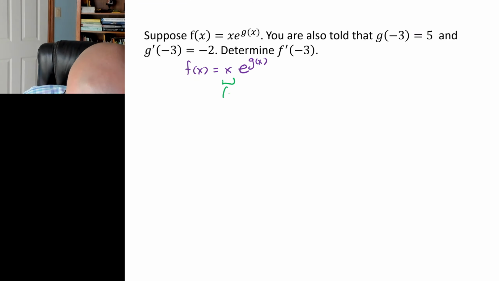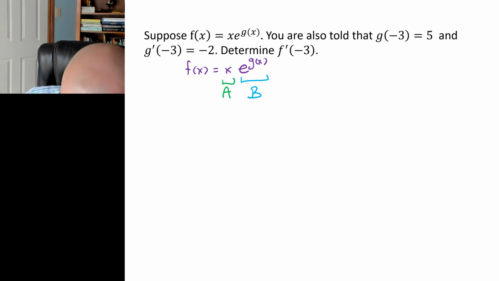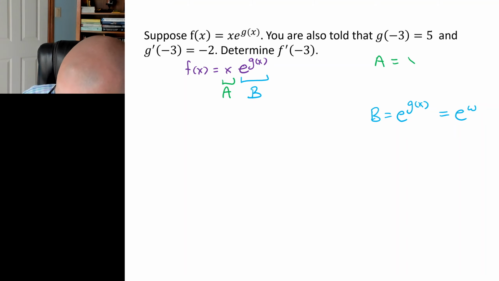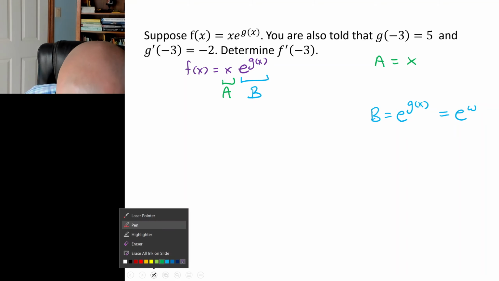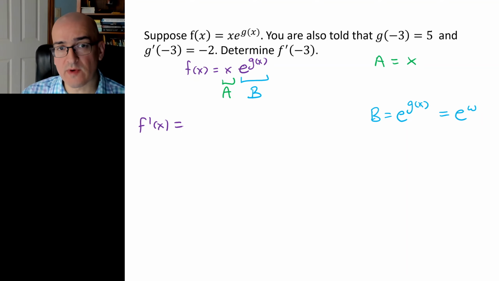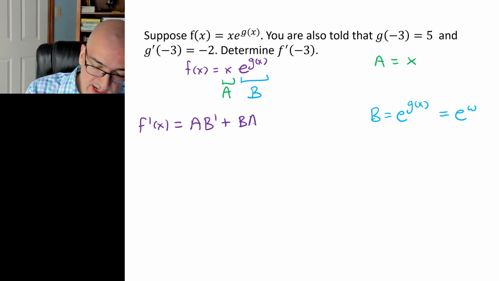I'm going to label the x as the a and the e to the g of x as the b. And I'm going to color code at this point. B is e to the power of g of x, which is e to the w. A is equal to x. Now, how do we take the derivative of a times b? It doesn't matter what we have for a, it doesn't matter what we have for b. We're always going to need a product rule: a b prime plus b a prime.